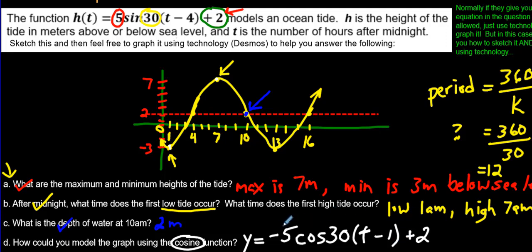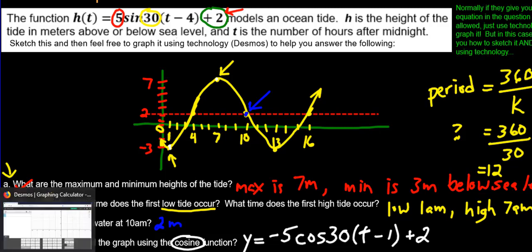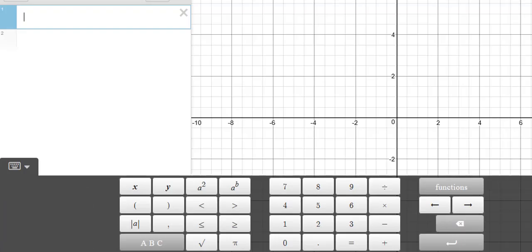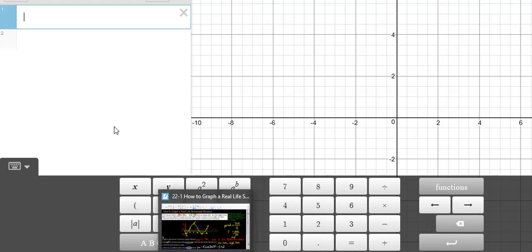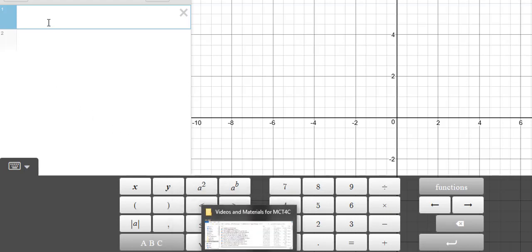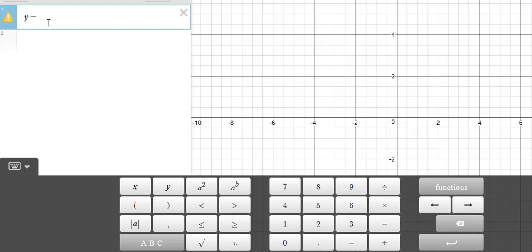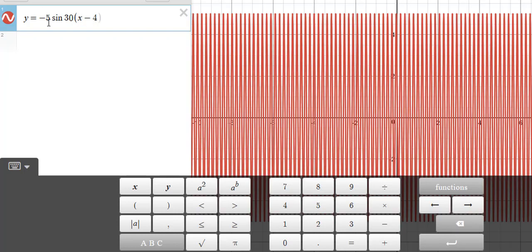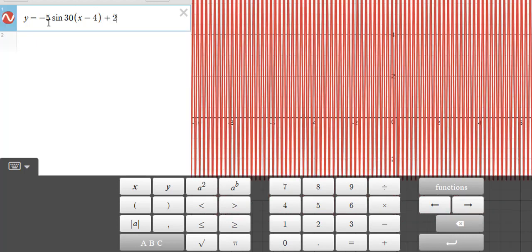I'm going to quickly graph this, showing you how to do it on Desmos so you can see what it's like. And then in this video, instead of continuing on, I'm going to stop because it's just going to get too long. So I'll do a part 2. I'll call this part 1 and the other one part 2. Okay, so we had negative 5, and it was sine 30, bracket x, was it minus 4, and then plus 2. And I think that's what it was.